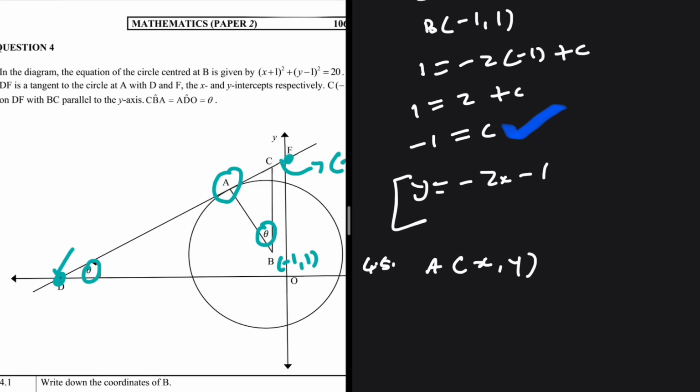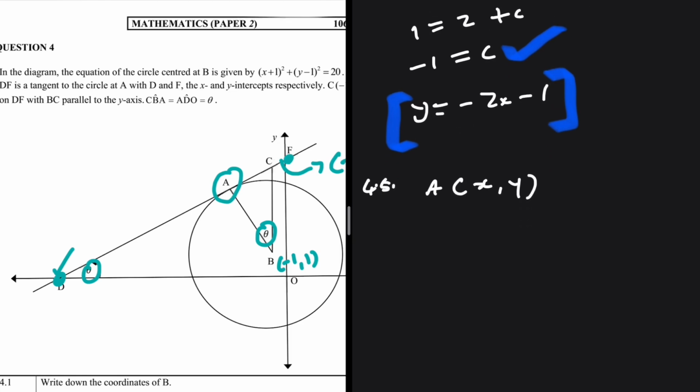This is the equation for AB. We have this equation for AB, and then we also have the equation of the circle. So can we use those two equations simultaneously to find the coordinates of A? Take a look at this. Okay, we know that A has coordinates x and y, obviously, right?